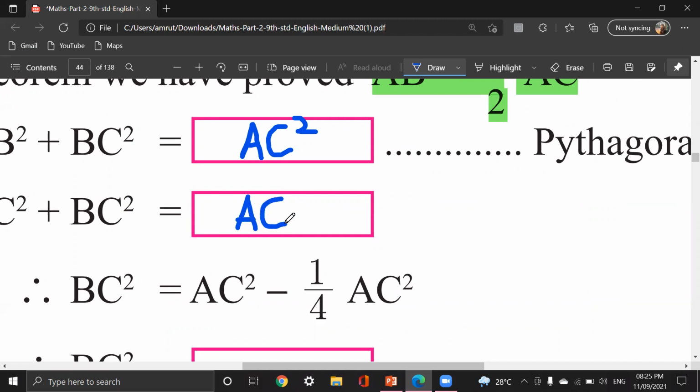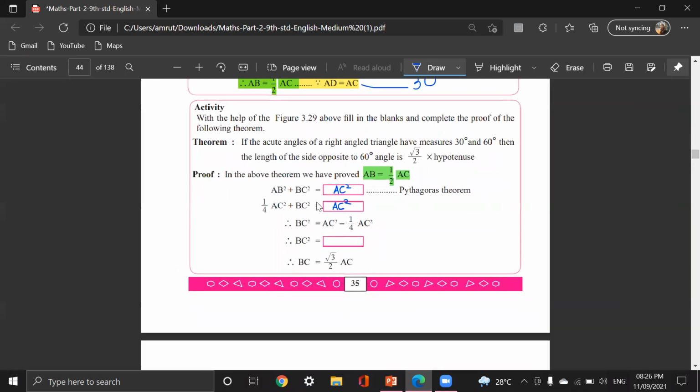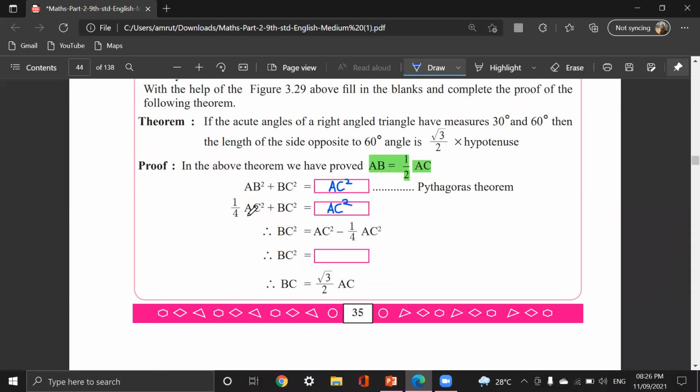So I'll write down here AC square. Now we have two terms which have AC square in common, this term and this term. So what we'll do, we'll take all AC terms on one side. So I'll take this whole term on the other side. So here it is plus. So if I take it on this side, it will be minus.